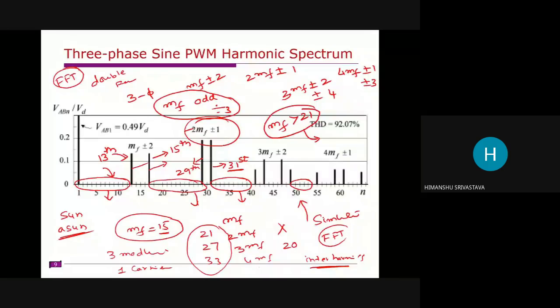So this is about three-phase PWM, right? In single phase, you have one carrier and one modulating signal, so the synchronous and asynchronous concept will not come. If you have bipolar, you have one modulating signal and one carrier signal, so that concept will not come. So this normally comes in three phase.